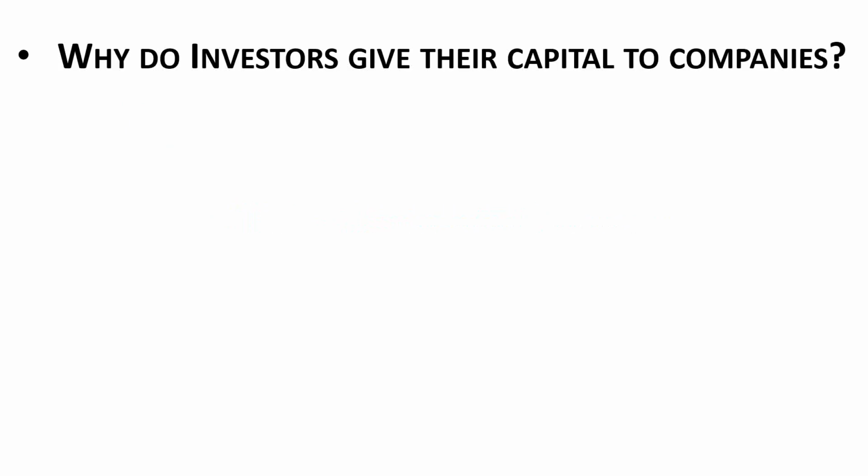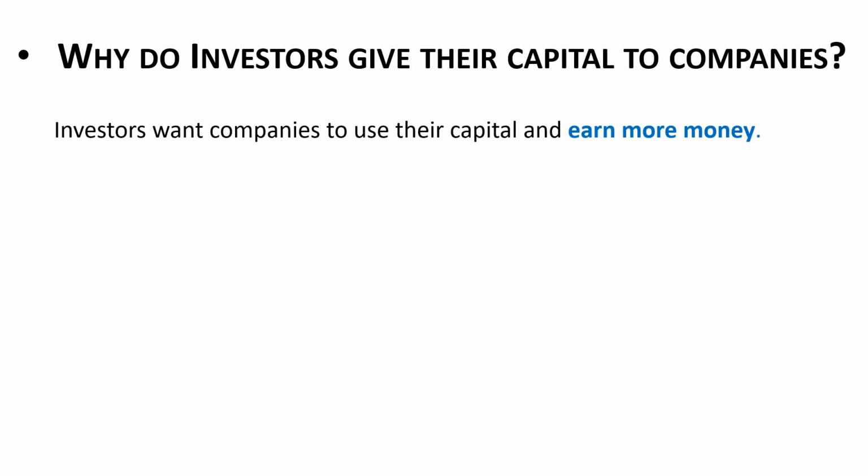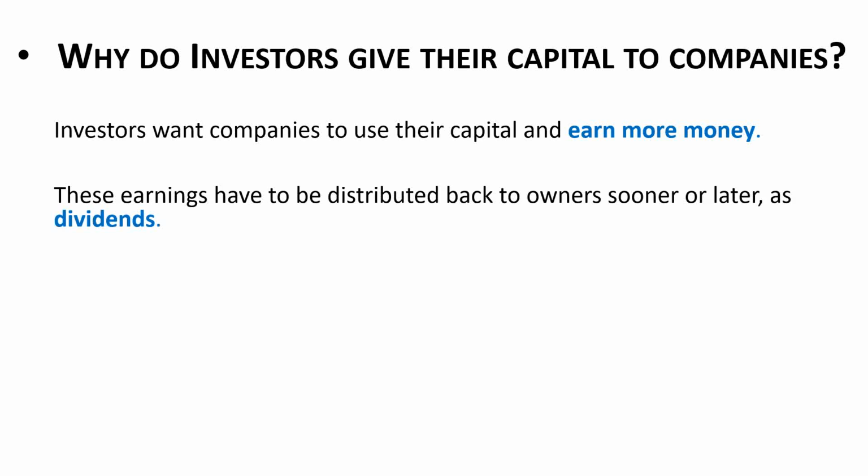Comparing earnings. Why do investors give their capital to companies? The investors who read your financial statements are thinking of investing in your firms. Investing in your firms comes down to giving capital to your firm. Why do they do that? Well, investors want companies to use their capital to earn more money. That's why we say earnings. These earnings belong to the owners and they have to be distributed back to owners sooner or later as dividends. And we saw this in chapter 12. The owners cannot demand when it should be paid when it's a corporation, but it's theirs and the corporation has to pay it back to them sooner or later.